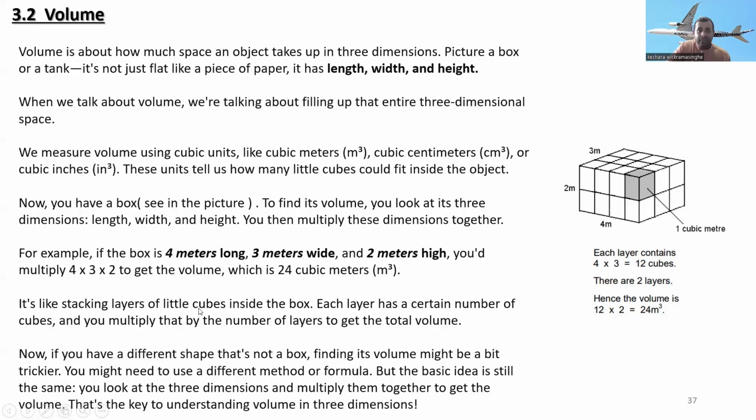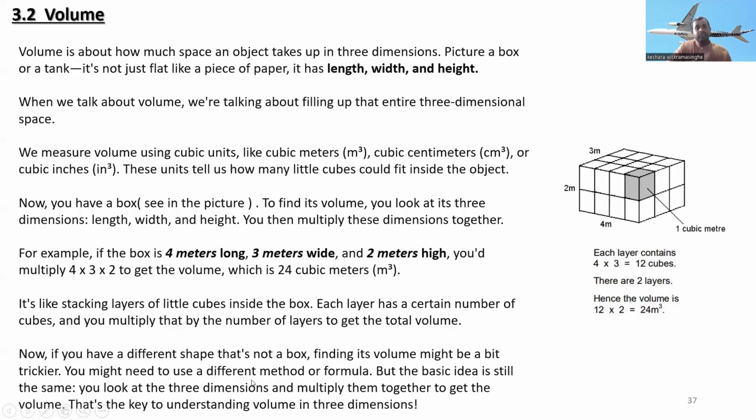It's like stacking layers of little cubes inside the box. Each layer has a certain number of cubes. So you multiply that by the number of layers to get the total volume. You can see each layer contains 4, 1, 2, 3, 4, into how many layers? 3. So 4 into 3, 12 cubes we can make. So here are 2 layers, right? Hence the volume is, if they have 2 layers, then 12 into 2, it means 24 cubic meters.